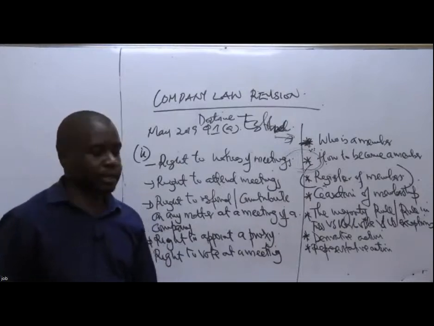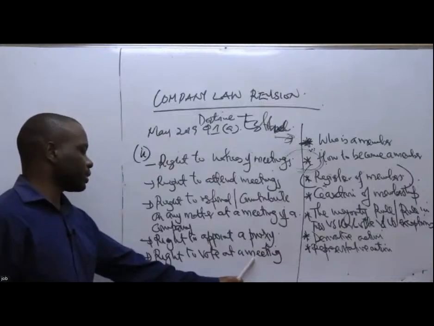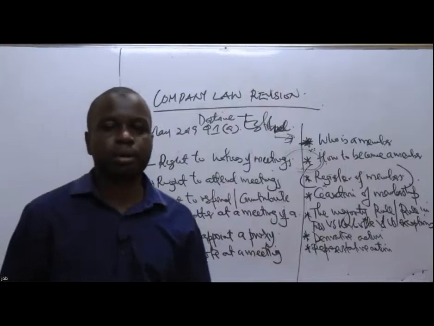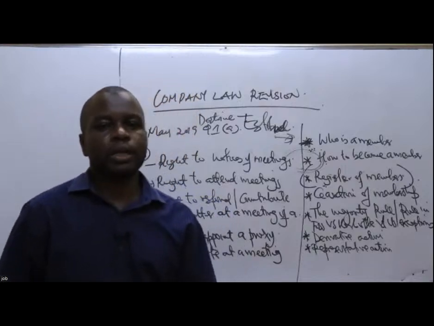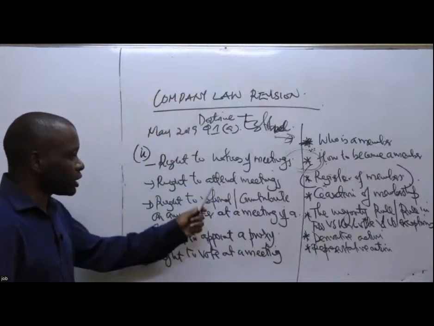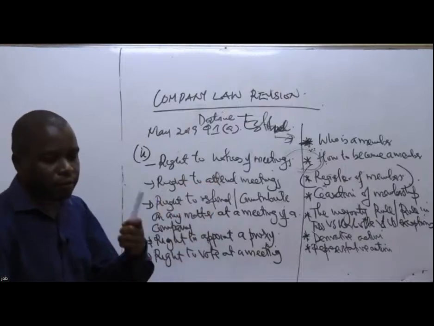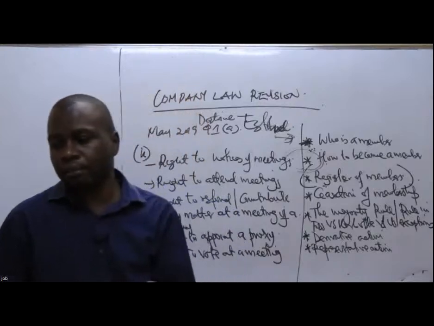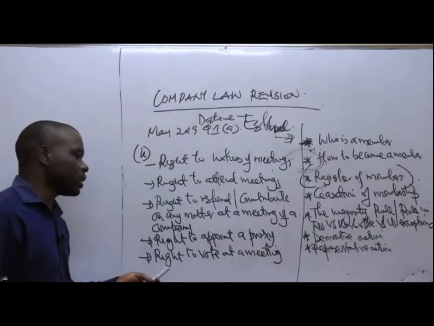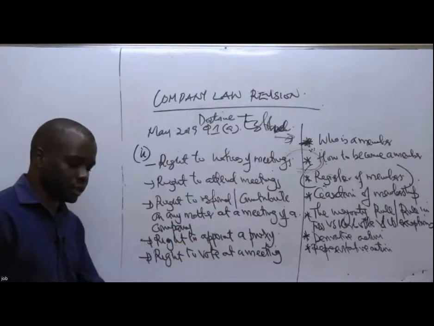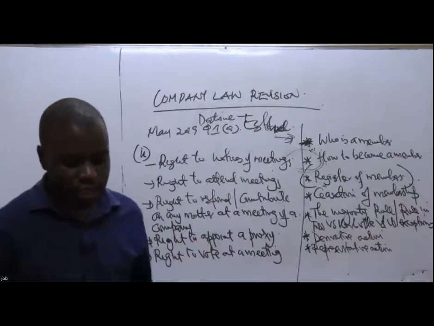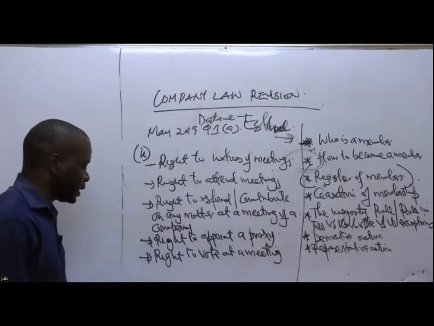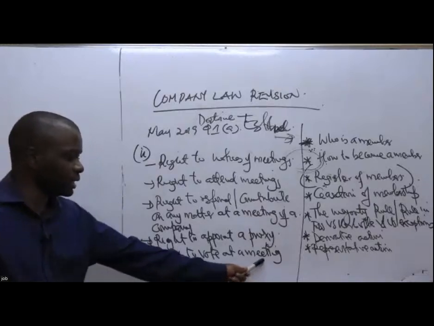So you have those rights. You can vote at meetings, and the right to appoint a proxy. You know what a proxy is. If you remember about meetings, when the company sends out a notice for meetings, they attach a form for you to appoint a person to represent you, for example, if you're not able to attend the meeting. So you have a right to appoint a proxy in case of a meeting. Then the right to vote at meetings.